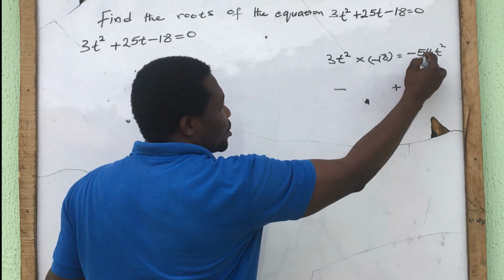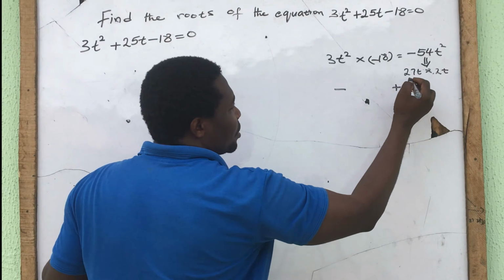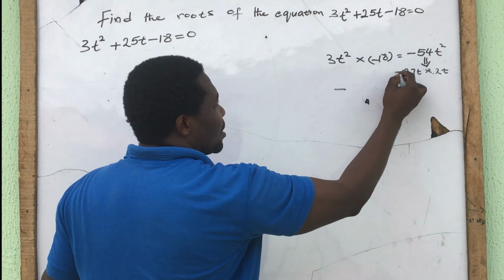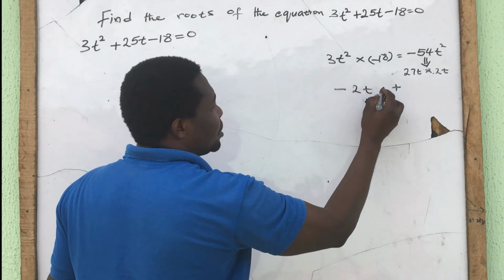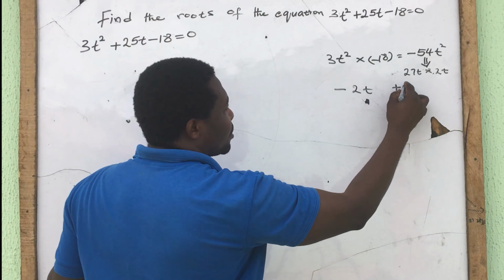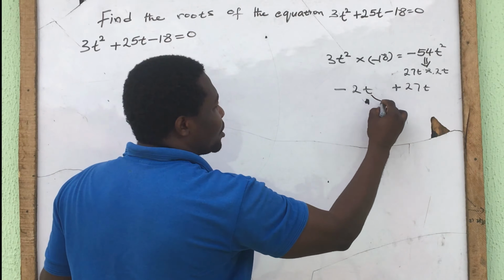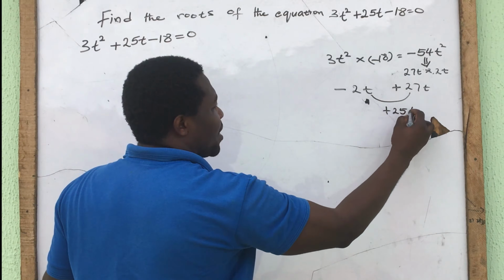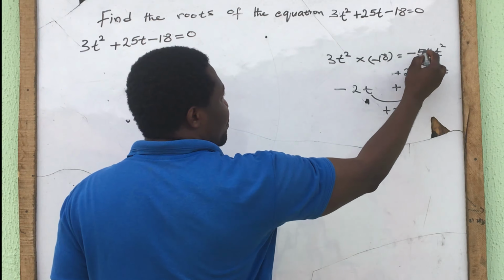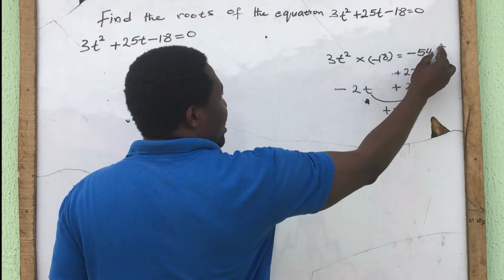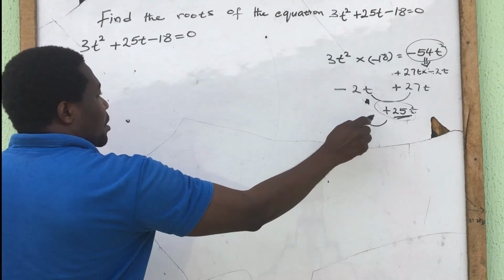We go for this, so 27t times 2t. This being plus, this will be minus. So we are going to have minus 2t plus 27t. If you add these two together, we are going to have plus 25t. When we multiply this as well, plus 27 times minus 2 gives us minus 54t. So we bring this one to this place.